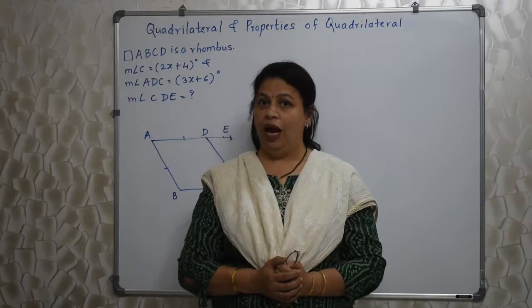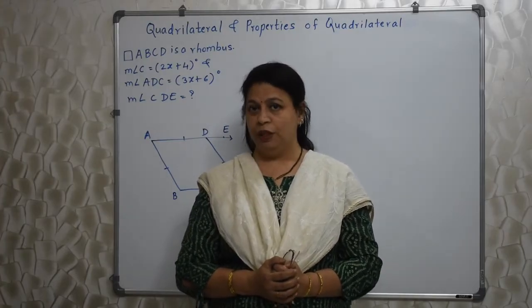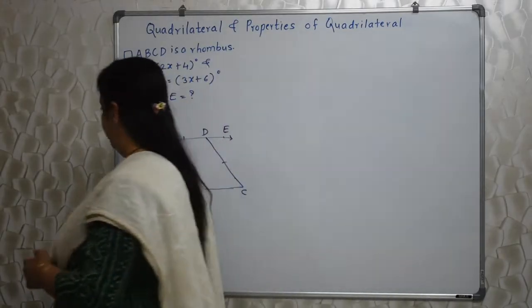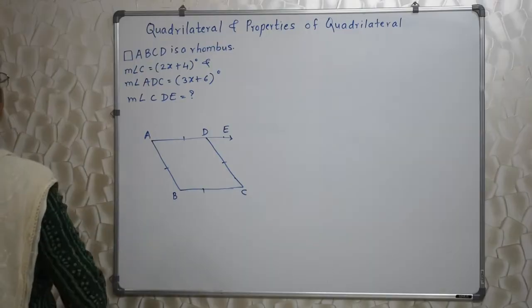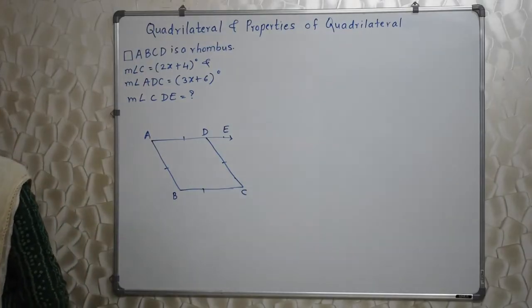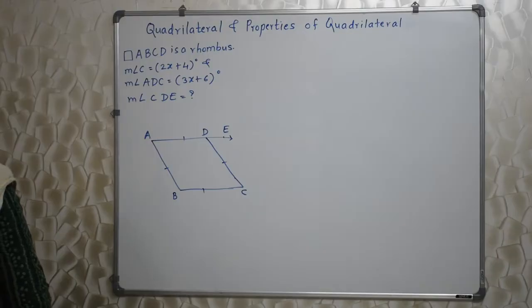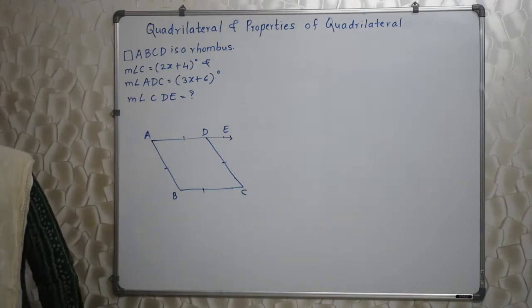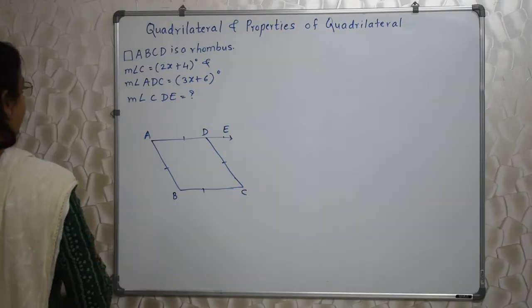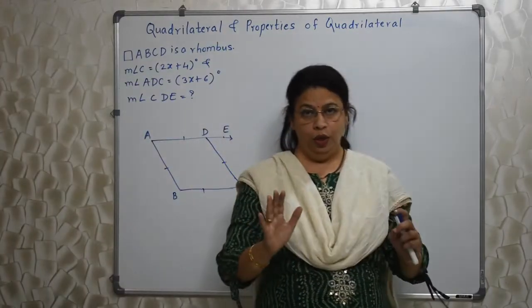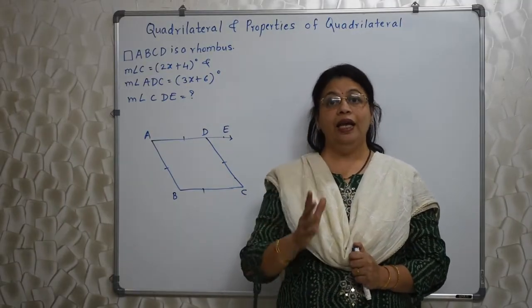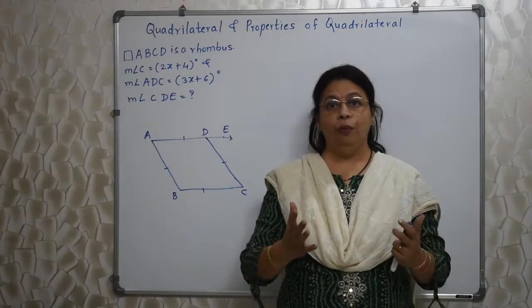See, to begin with, I will be taking a few important sums from this particular chapter. So let's begin. The first sum I have written on the board. ABCD is a rhombus. Measure of angle C is 2x plus 4 degrees and measure of angle ADC is 3x plus 6 degrees. Measure of angle CDE we need to find out. See students, first of all remember, whatever information has been provided to you is absolutely sufficient for you to arrive at the answer. So first analyze what information they have given you.